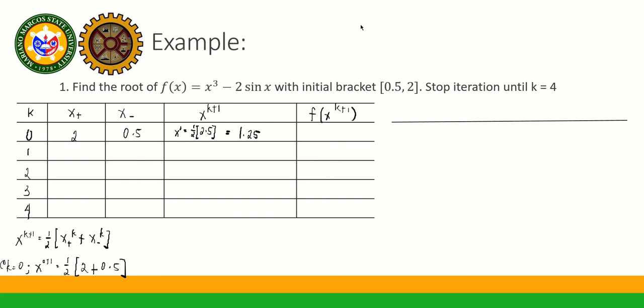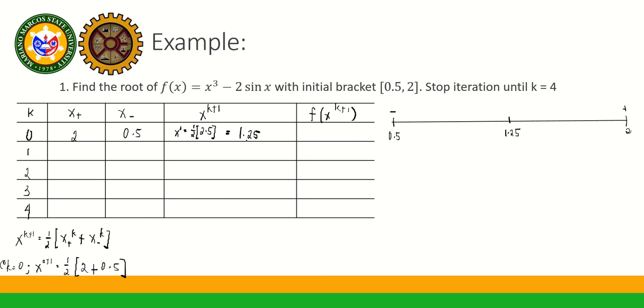Okay, so I forgot to say pala about this one. Okay, so meron tayong initial bracket dito, which is, since negative si 0.5 natin, ilagay natin dito. This will be 0.5, which is negative. And this is 2, which is positive. Okay. So, yung pagkuha natin ng roots using the bisection method should be between a negative and a positive. Okay. So, dito natin kinuha yung root and our answer is 1.25.